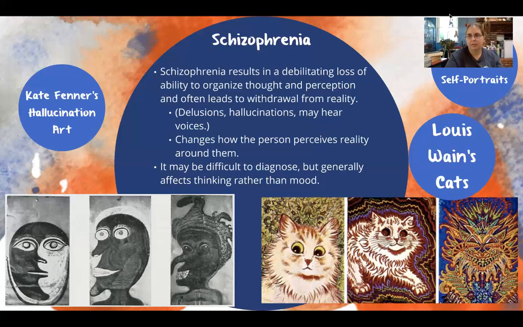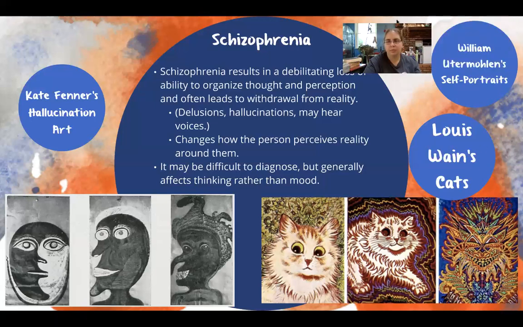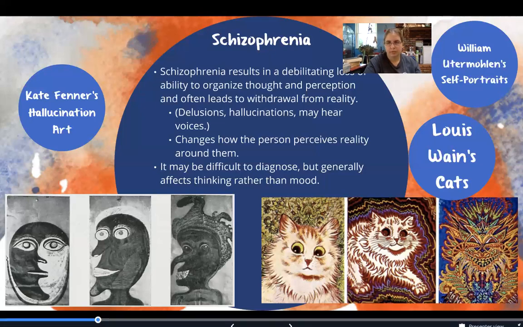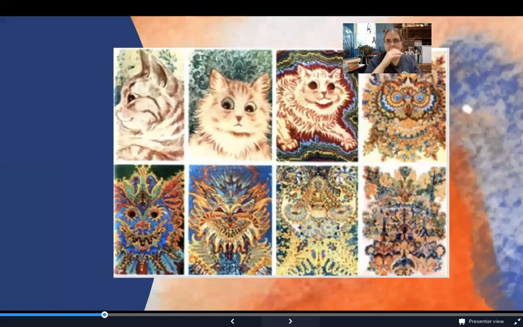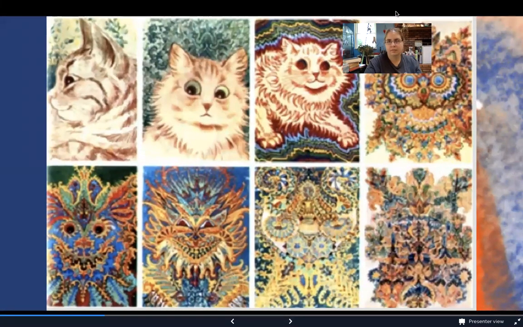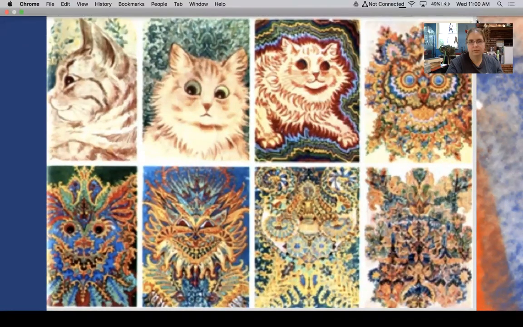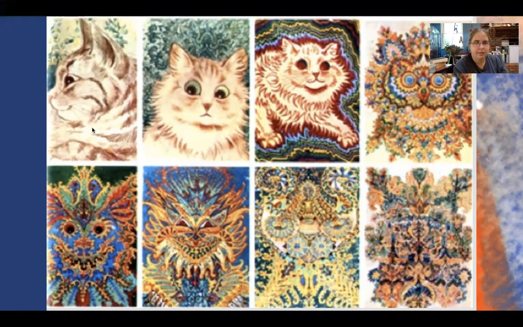Three people we're going to look at. Let's look at first Louis Wayne's cats. Again, you see the first few are lucid, and then we're leading up to the schizophrenic episode, and you can see how it's changed as the schizophrenia gets stronger.